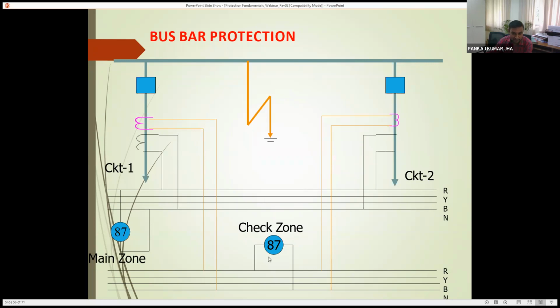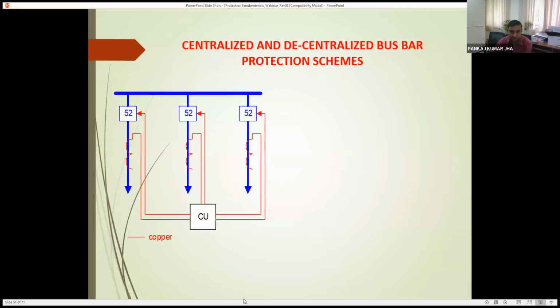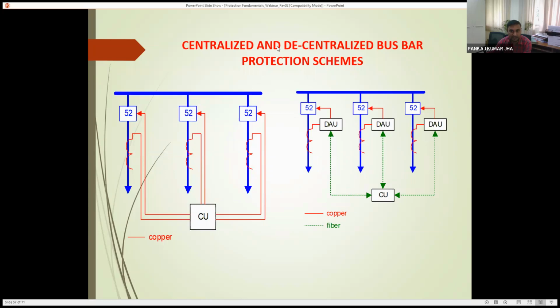And if the check zone and main zone 1 detect the fault, then your bus bar 1 will operate. If the check zone and main zone 2 detect the fault, then your bus bar 2 will trip. So now in present days, we use the numerical low impedance bus bar relays, and generally these are of two types. One is the decentralized type and one is the centralized type.